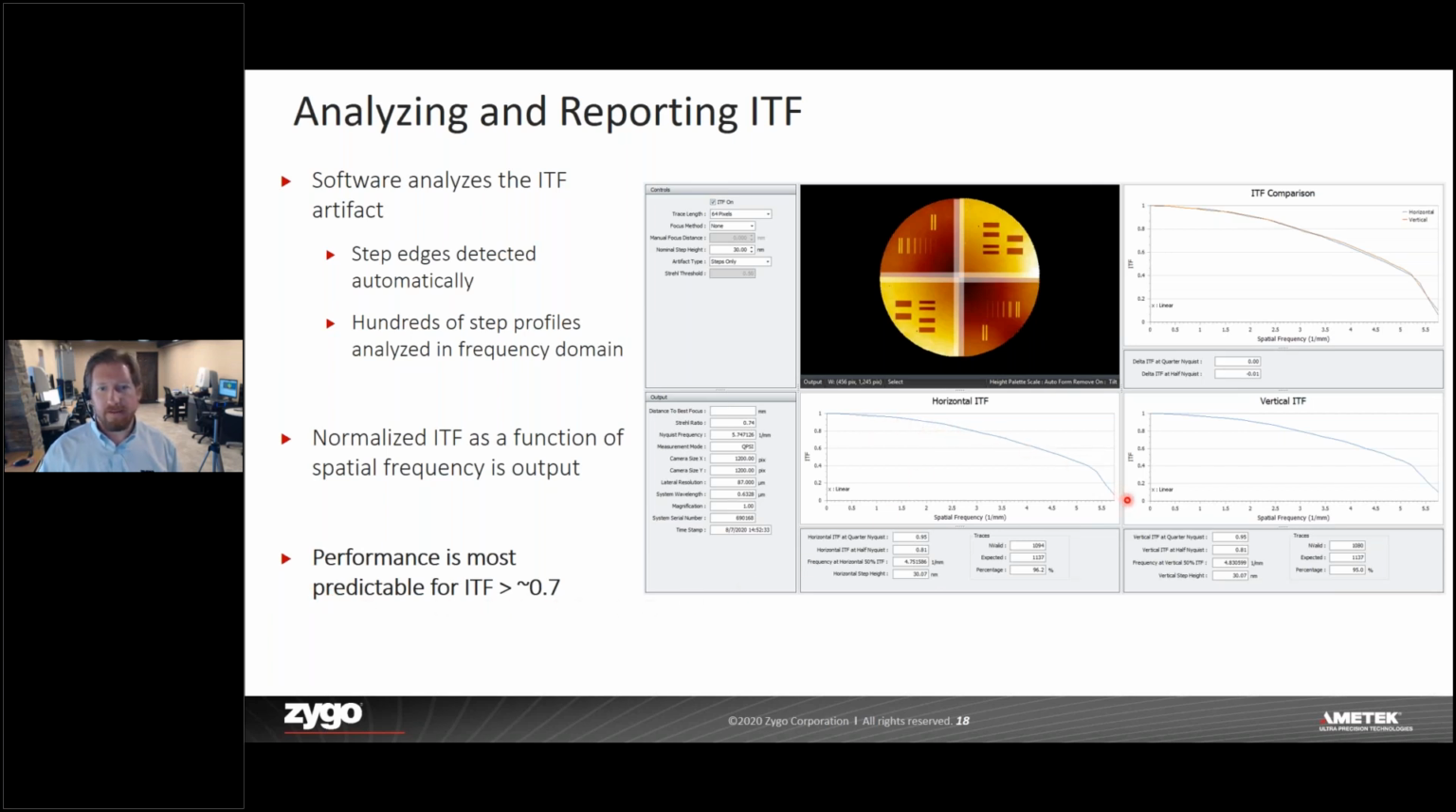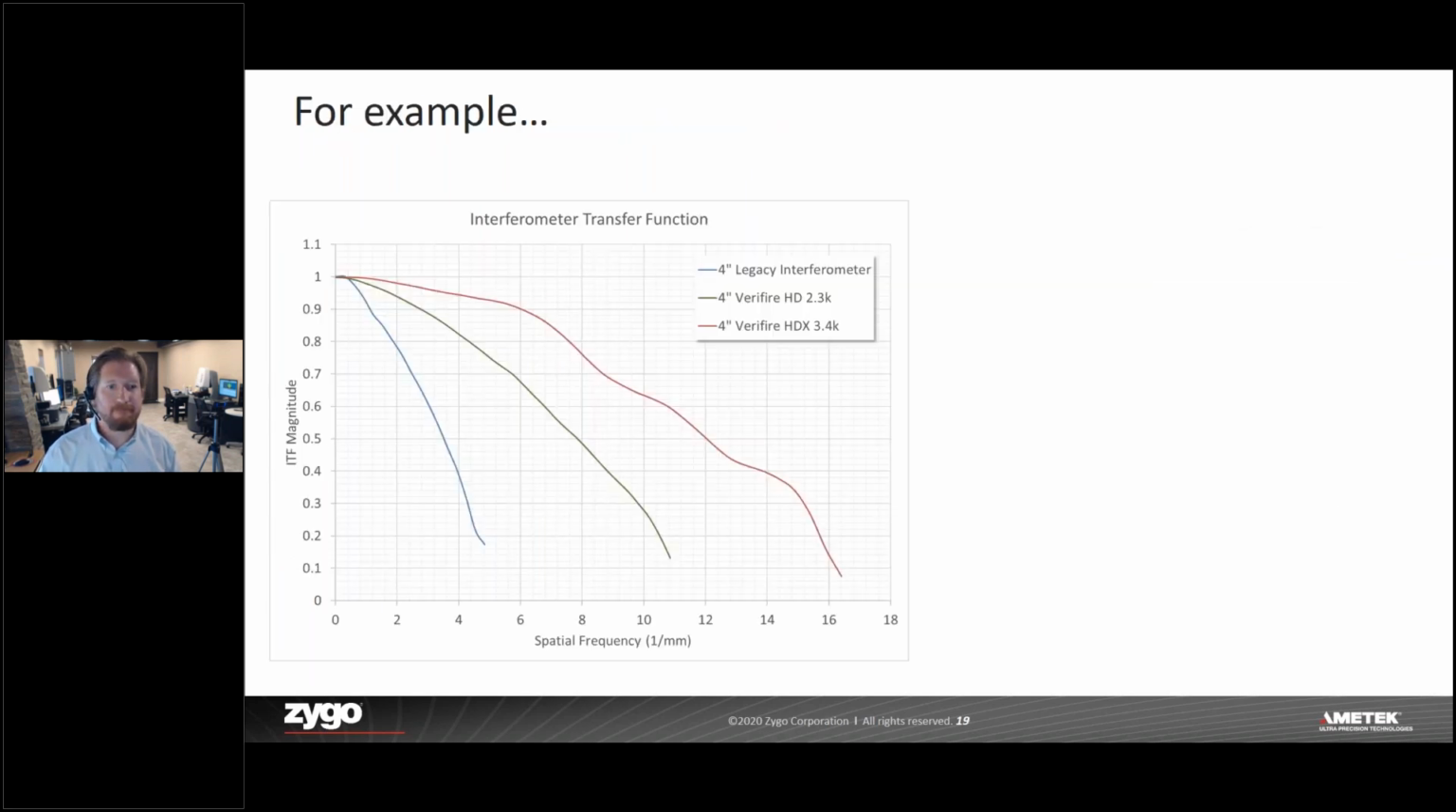So we've got this ITF curve, and we'll talk now a little bit about what we do with that information. It's important to note that the performance is most predictable for ITF above 0.7. And I'll talk a little bit more about that in detail on the coming slides. So let's look at an example.